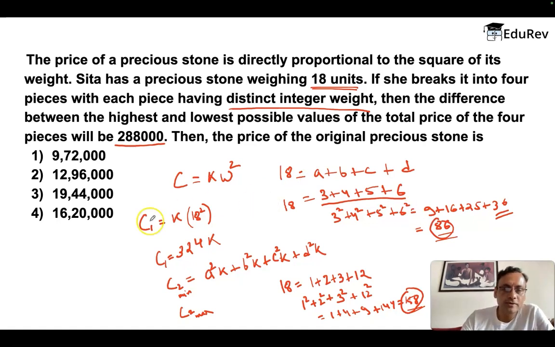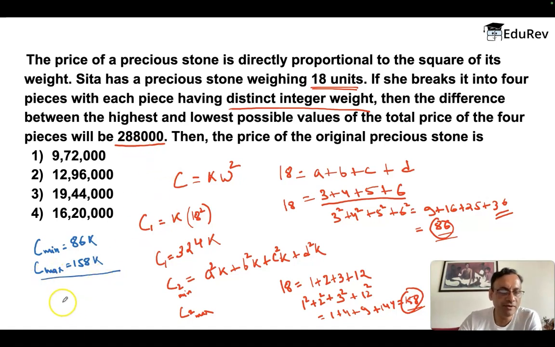Okay, so now C min, let me write here. C min is equal to 86K and C max is 158K. I subtract the two, and this difference is given to me as 2,88,000, which is equal to 158 minus 86. That is how much? 72K. And you can see that it's a perfect multiple, 4. So K is equal to 4,000. You get K is equal to 4,000.